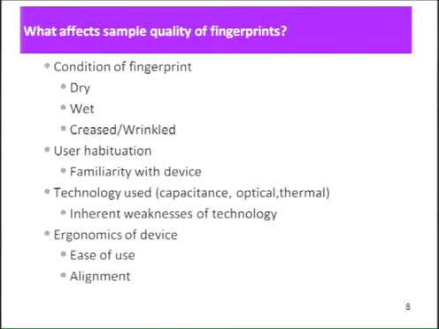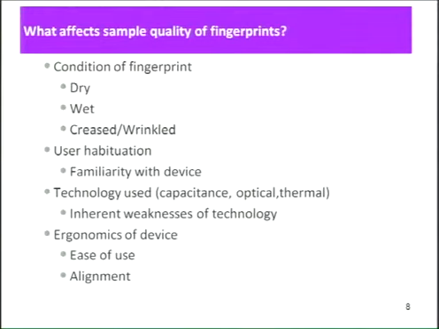In terms of fingerprints, what are some of the factors that can affect sample quality? The first one is the condition of the fingerprint itself. Depending on how dry or how moist your fingerprint is, it will provide different characteristics on different types of fingerprint sensors. Then there's habituation. How well does the individual know how to interact with the device?